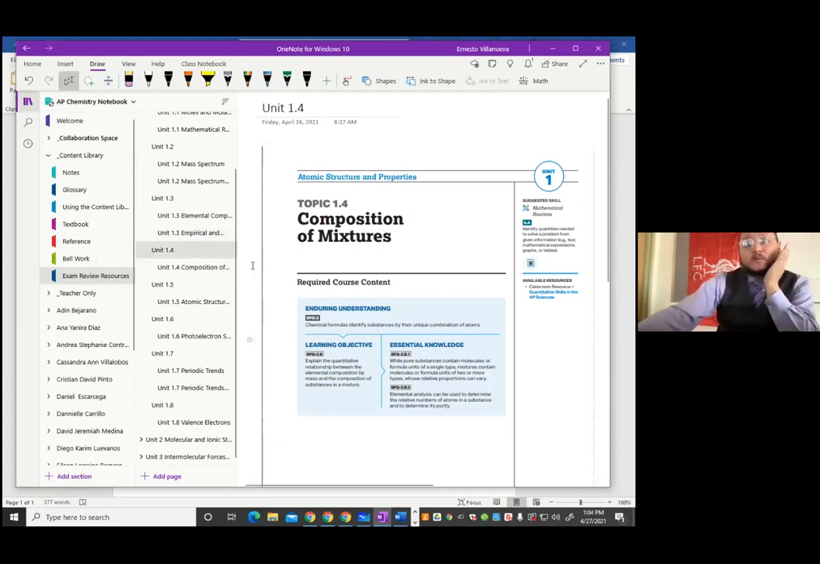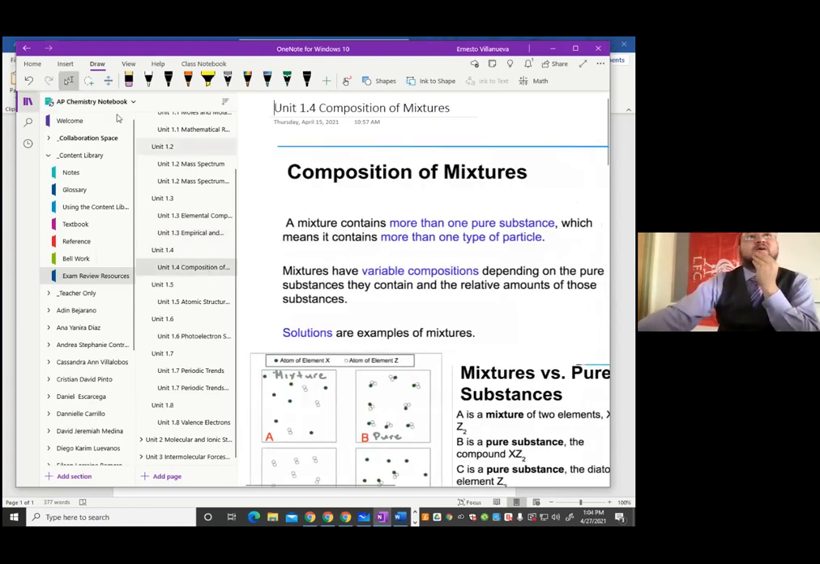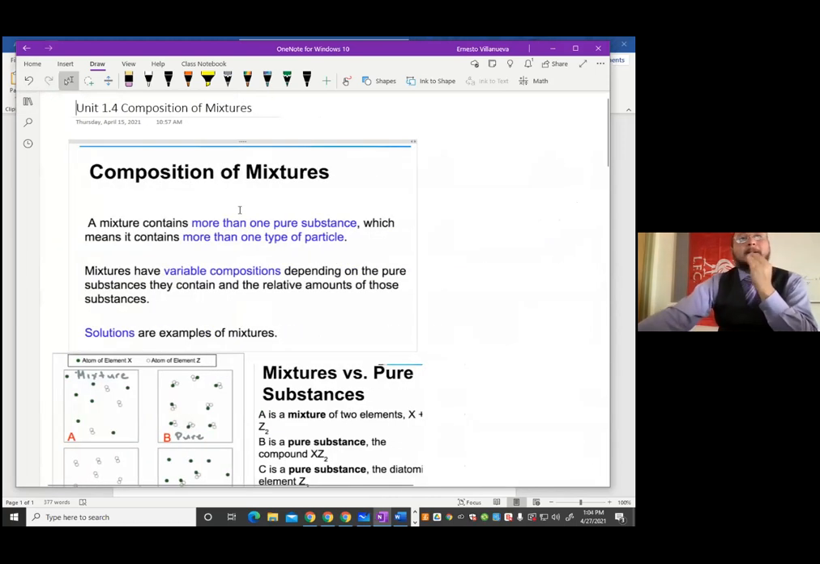Okay. Section 1.4 is composition of mixtures. This is a relatively easy unit. Basically, it breaks down mixtures for you guys. Remember that a mixture contains more than one pure substance, and in a mixture, you can still discern one substance from another. When you're talking about pure substances, everything in the sample is of the exact same type.